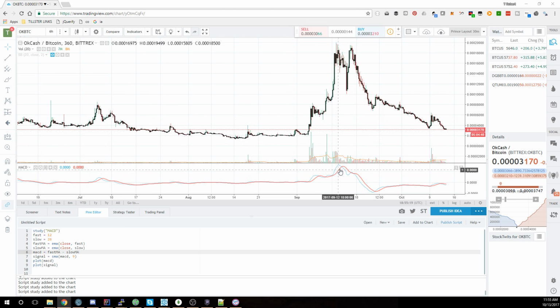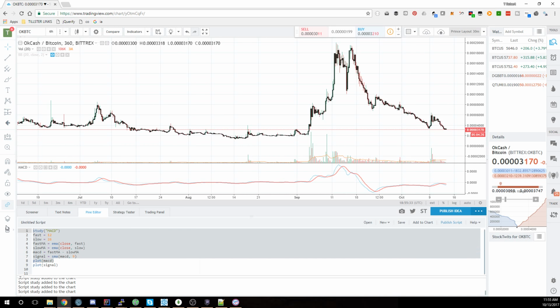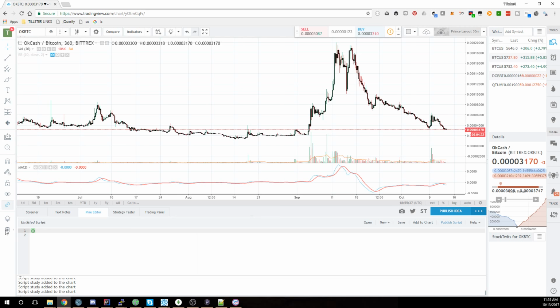Other times we might use the signal line crossing over the MACD line: signal being greater than MACD and then being less than MACD, or signal being less than MACD and then being greater than MACD. Okay. But let's just do the start. Let's just do the basic example so we can see how studies turn into strategies.